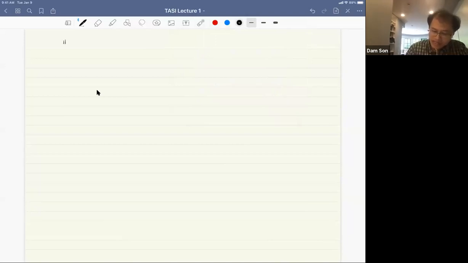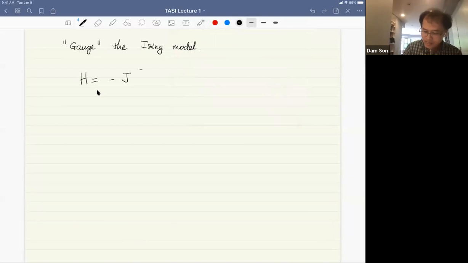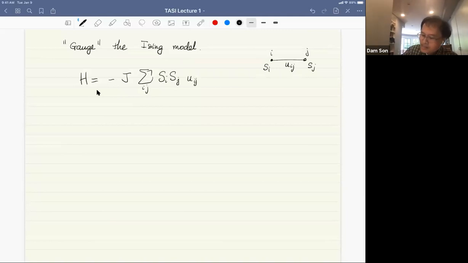We have to imagine that we gauge the Ising model. What does it mean that we gauge the Ising model? The Ising model has the Hamiltonian that is minus J sum over ij of SiSj. Gauging the Ising model means that we have a line connecting i and j. We associate each of these links with a variable and introduce some external parameter, which I call Uij. Uij is some kind of gauge field that lives on links, and it can have values in the Z2 group, either plus one or minus one.